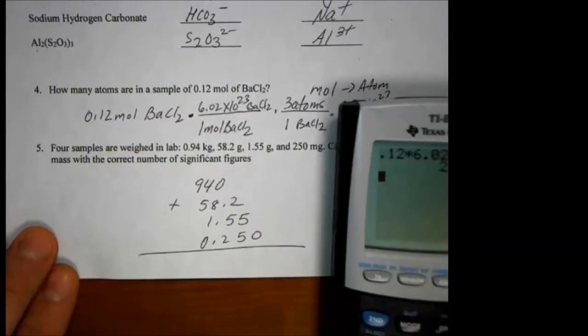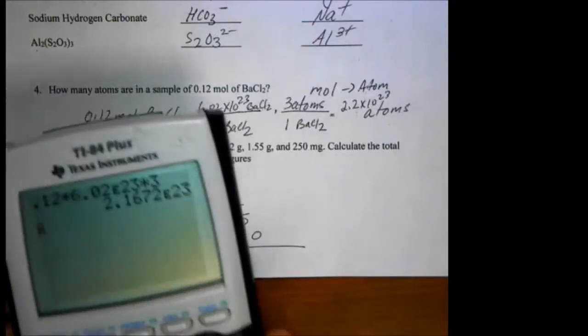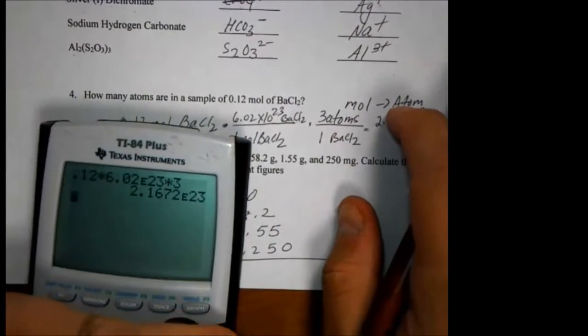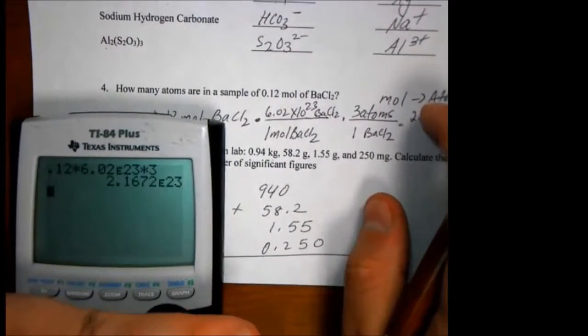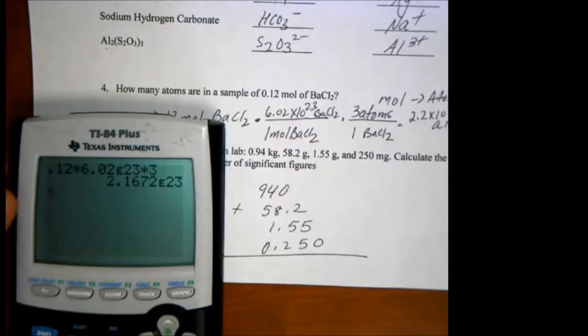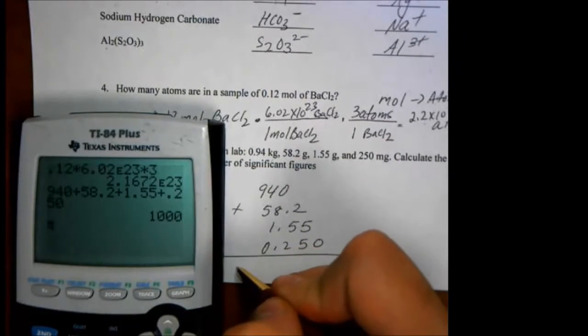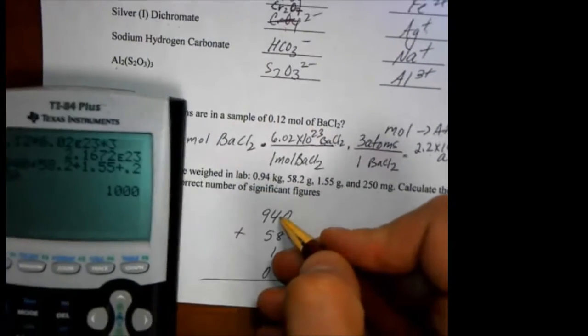So in your calculator, you're going to add these up. We can add up 940 plus 58.2 plus 1.55 plus 0.250. We're going to get exactly 1,000. So let's write that in.